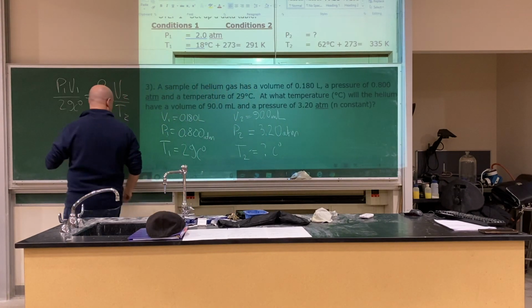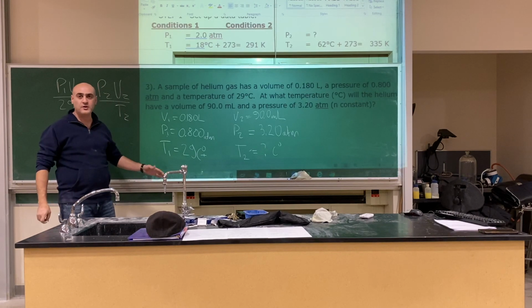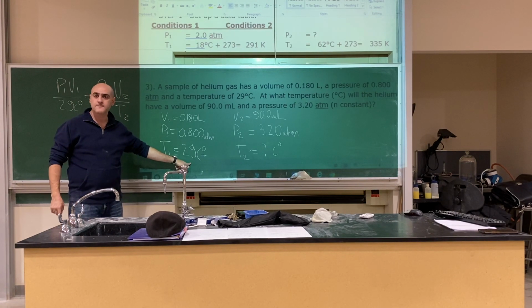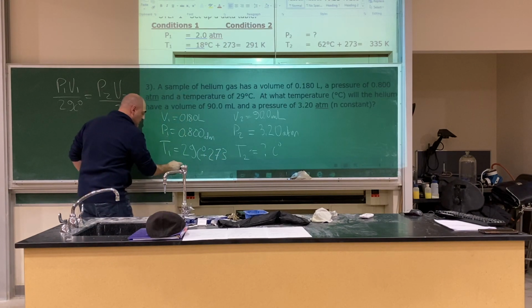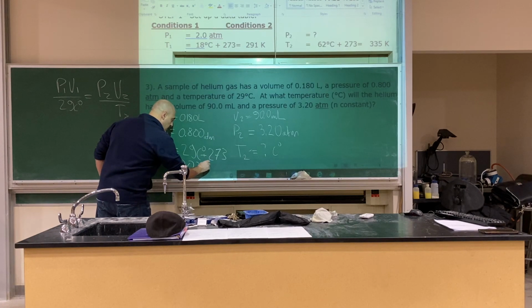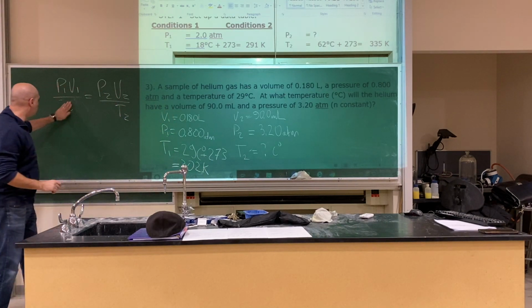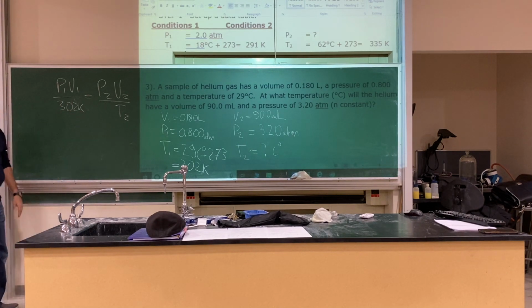So I need to make sure that all my temperatures are changed to Kelvin. How would I go about doing that? Just add 273. So we're going to add 273, and Hayden, you said that turns out to be 302 Kelvin. And so when I plug in my temperature, it better be in Kelvin, so that's 302 Kelvin.